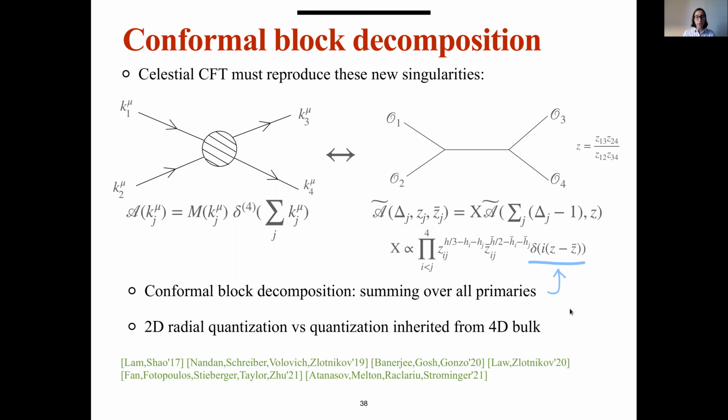And there are also interesting questions that people think about, which is that I haven't talked about quantization yet in celestial CFT. So there is a natural quantization that arises from the 4D bulk. But usually we're dealing with radial quantization, say in AdS/CFT or in the usual context, but those are not the same. And so there's interesting recent work that describes how we can recast celestial amplitudes in a different form such that we can use the usual radial quantization.